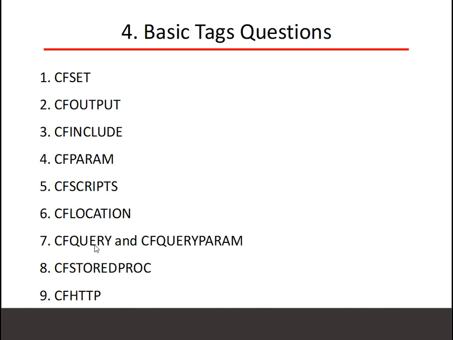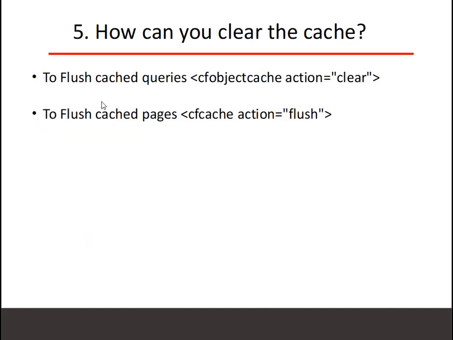CFQuery is used to connect to a database, and CFQueryParam is used to avoid SQL injection, where you can use a type attribute. CFStoredProc is used to call a stored procedure, and with CFHTTP you can do any HTTP call, any web service call. I have not given the details because it's quite simple, but if you want to know more details, you can do a Google search. Let's go to the next question.